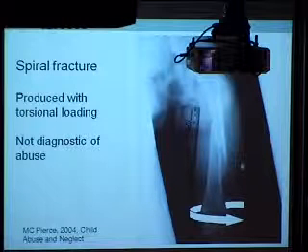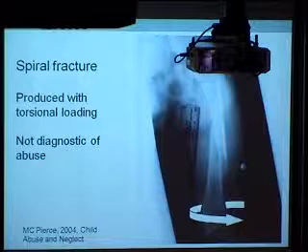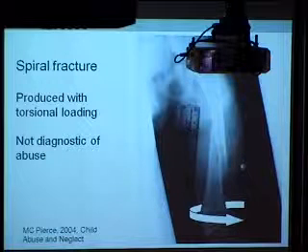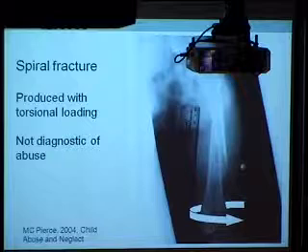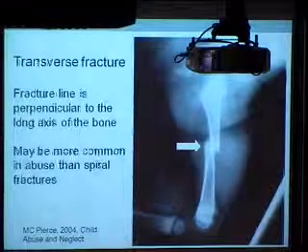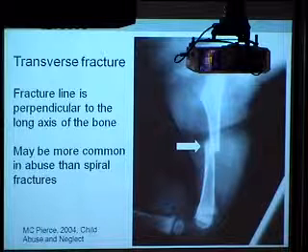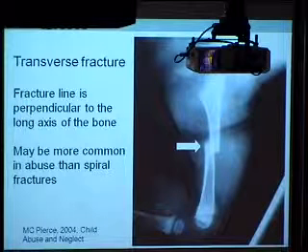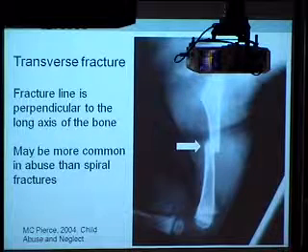Spiral fractures are very common in infants. It's produced by a torsional load or torsional force around the bone, and it is not diagnostic of abuse. And here's a transverse fracture. The fracture line is perpendicular to the axis of the bone, and some people feel that it might actually be more common in abuse than spiral fractures are.